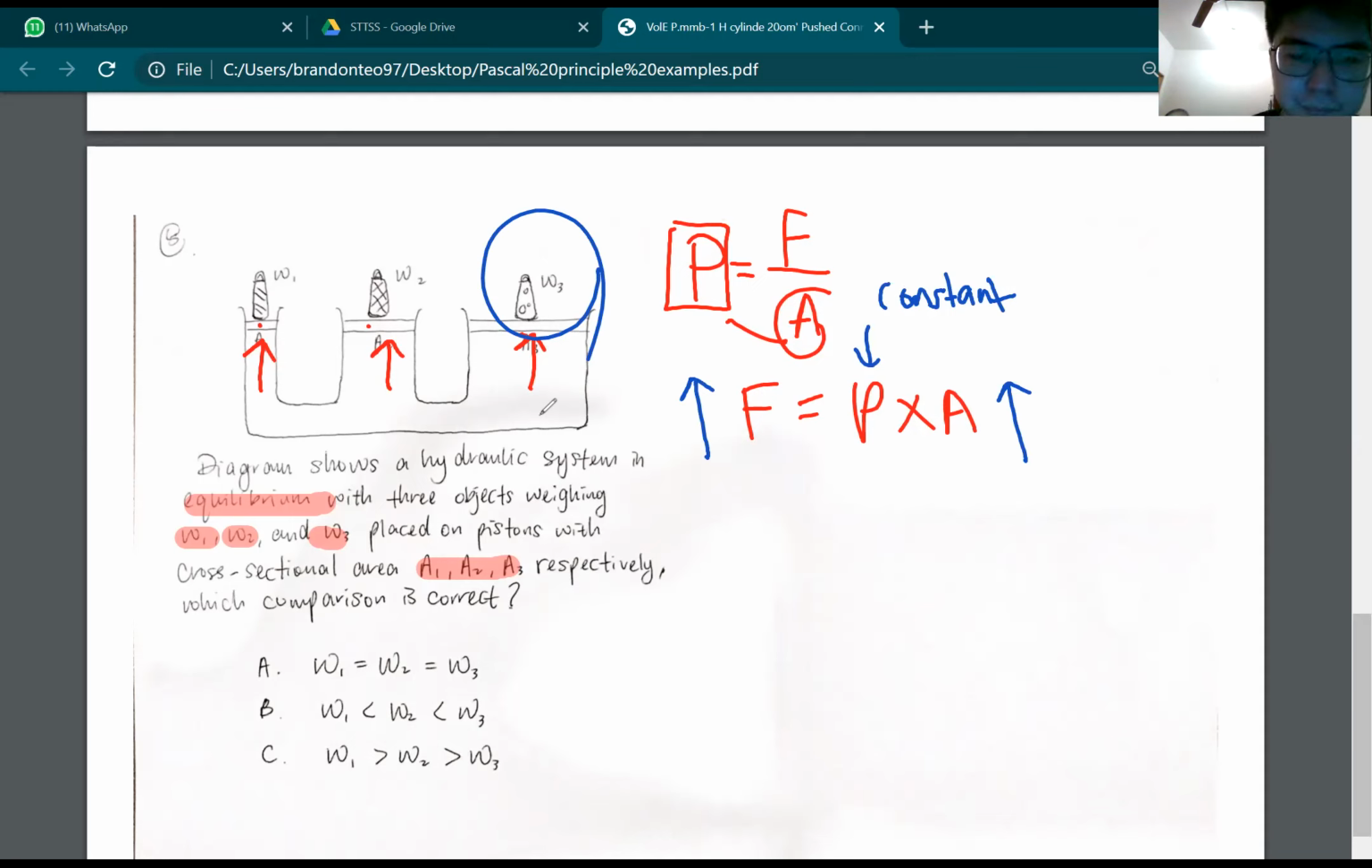Right? W3 should have the greatest weight. So which one is the answer? A is confirm out lah. A. W3B is the answer. W3 is the largest area, so largest force. W2 is second highest, and followed by W1.